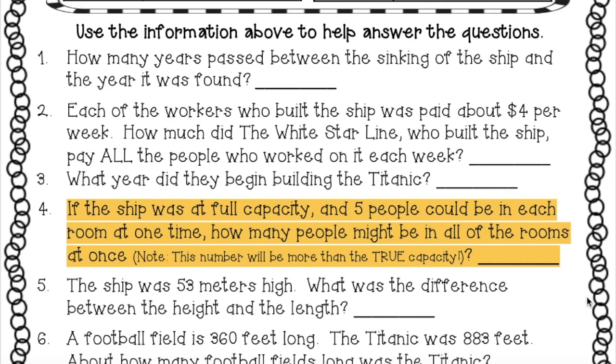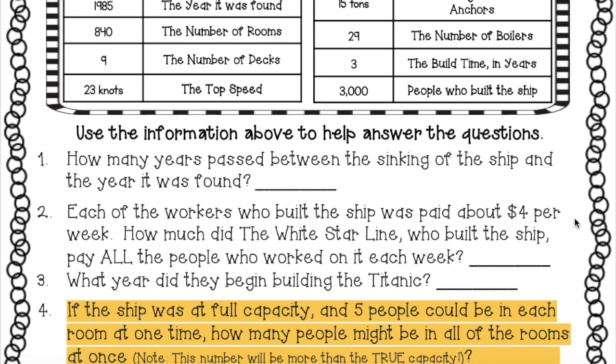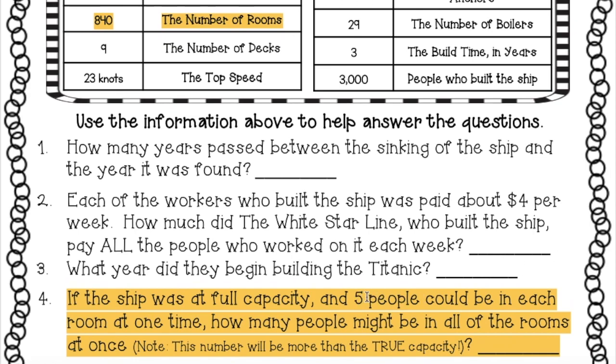And then we're going to take the number of rooms times the amount of people that could fit in each room, which is 5. So first let's go look and figure out the amount of rooms. The number of rooms is right here. I'm going to highlight it so you can see it. There were 840 rooms on the Titanic, and 5 people could be in each one of those rooms at once.